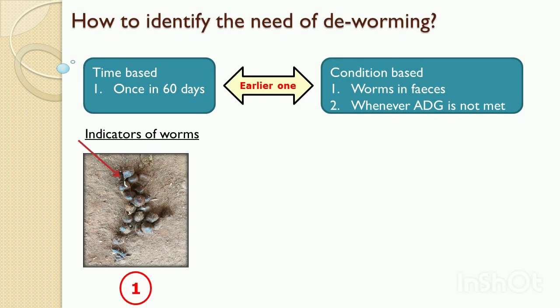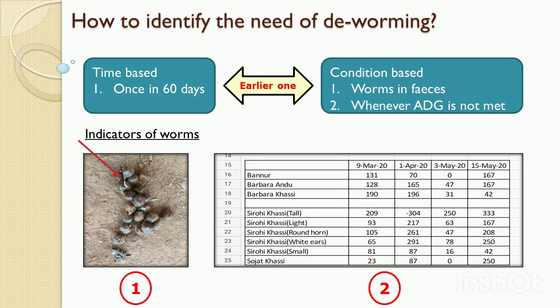There are a few indicators for condition-based deworming. Like the first one is, like what I said, you'll find worms in the excreta of the animal. The tiny white patches which you are seeing in the first photographs are worms. And the second indicator is the average daily gain chart.